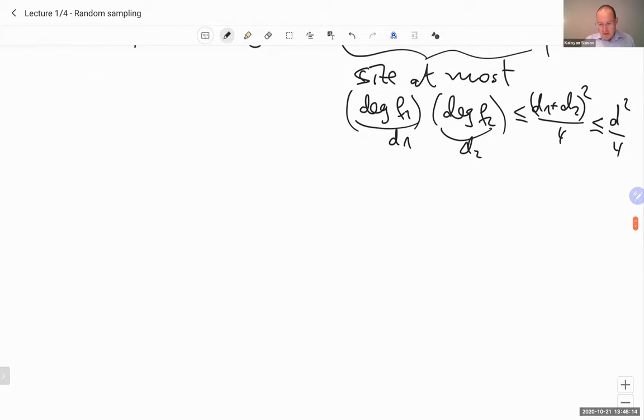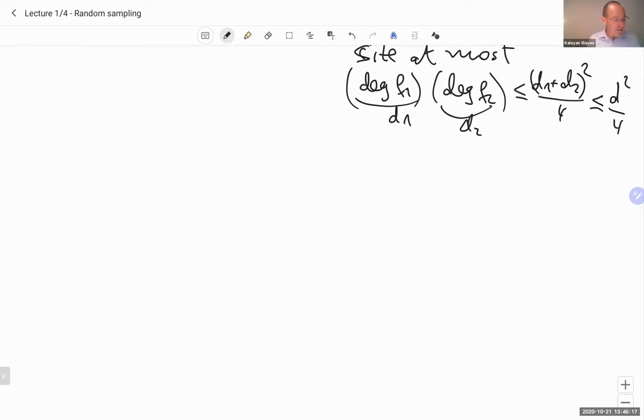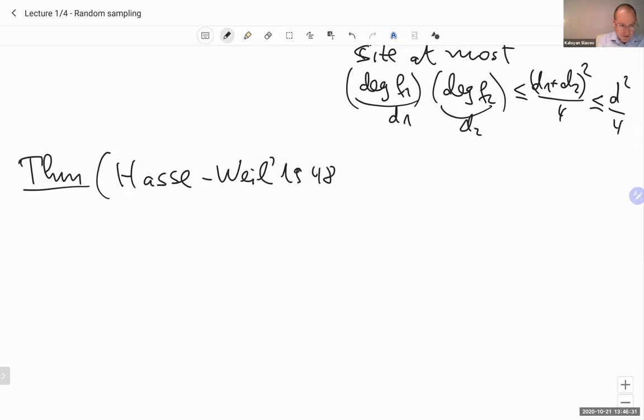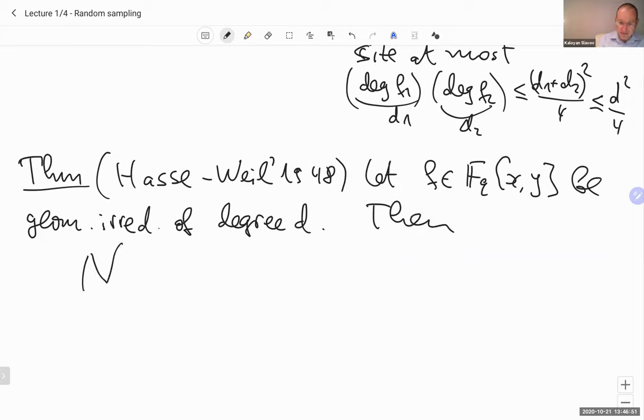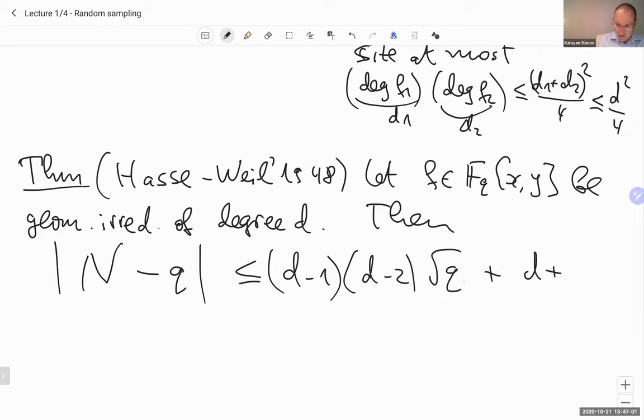Okay, now this is what happens in this case, but the real question is, what happens when the polynomial is geometrically irreducible? And this is the first important result that we state. Theorem, Hasse-Weil, 1948. Let f in F_q[x,y] be geometrically irreducible of degree d. Then the number of F_q rational points on the curve it defines is approximately q, with error up to (d minus 1)(d minus 2) square root of q plus d plus 1.